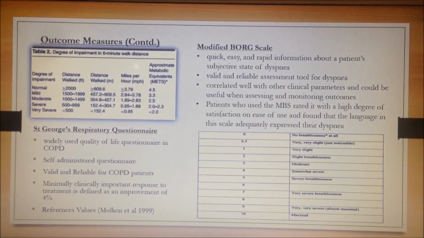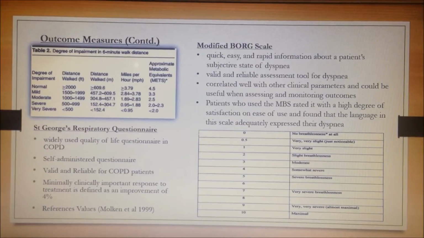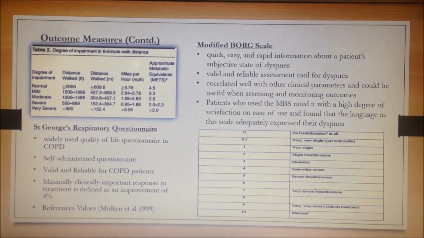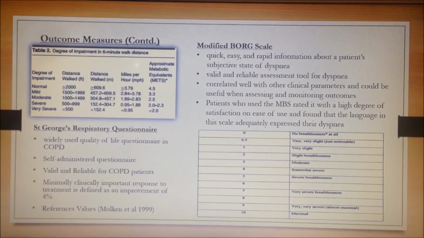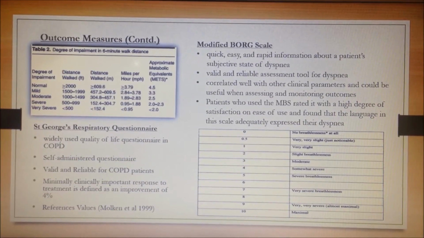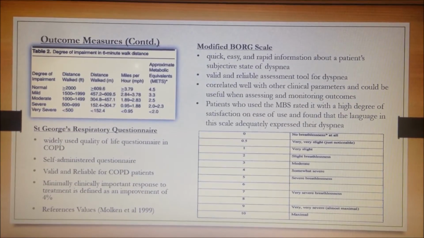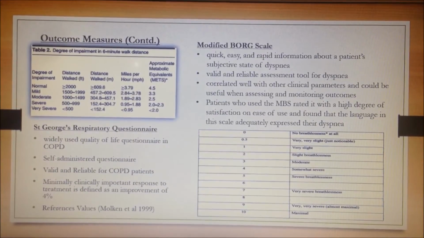We've also got the modified Borg scale. It gives quick, easy, and rapid information about a patient's subjective state of dyspnea, this being difficult or laboured breathing. It's a valid and reliable assessment tool for dyspnea, correlated well with other clinical parameters, and could be useful when assessing and monitoring outcomes.